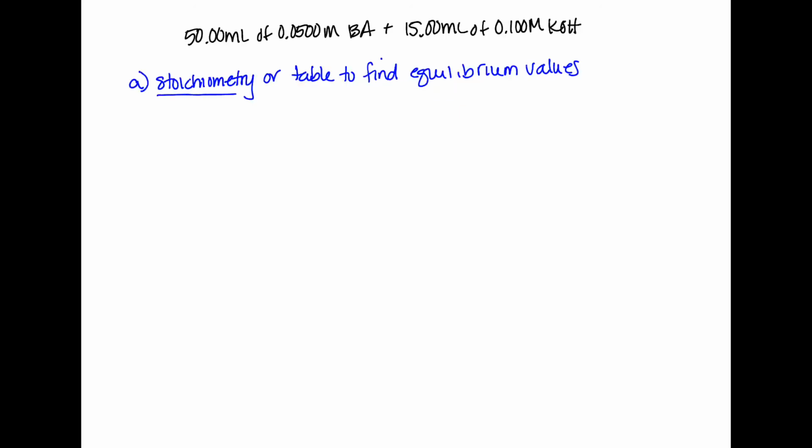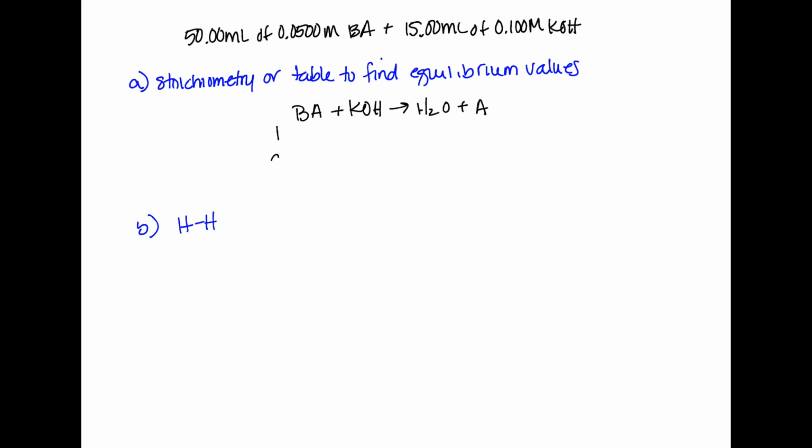So we're going to use stoichiometry or a table to find equilibrium values. And then we're going to put that into the Henderson-Hasselbalch equation to find the pH of our buffer. So when I say a table, what I really mean is something that maybe looks like an ice table, but it's really just to do stoichiometry. I know that my benzoic acid is going to react with my KOH to make water and the conjugate base.